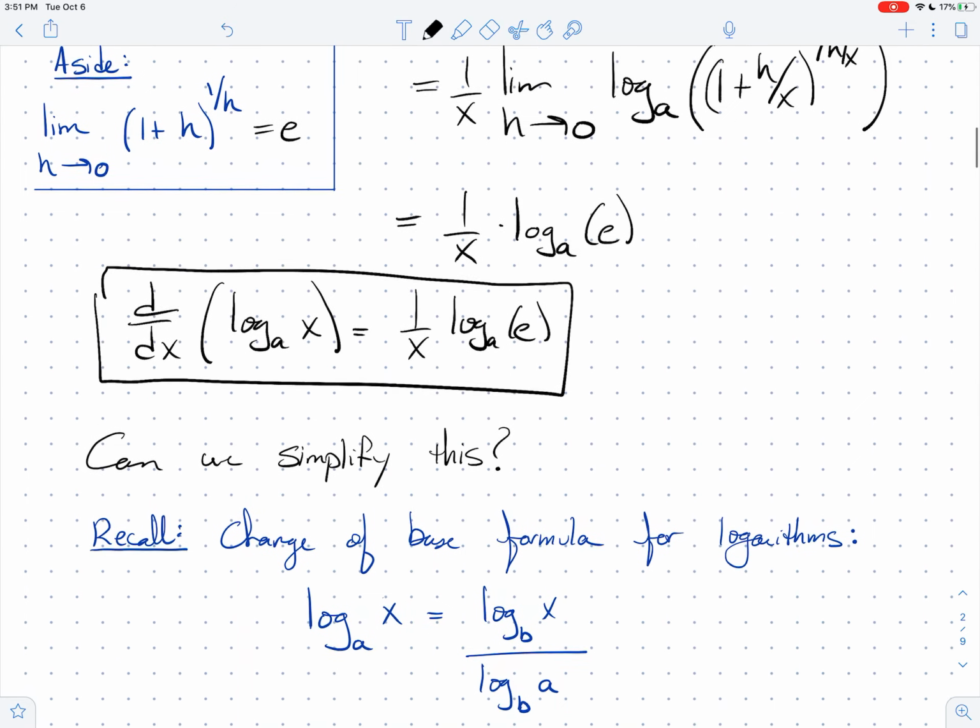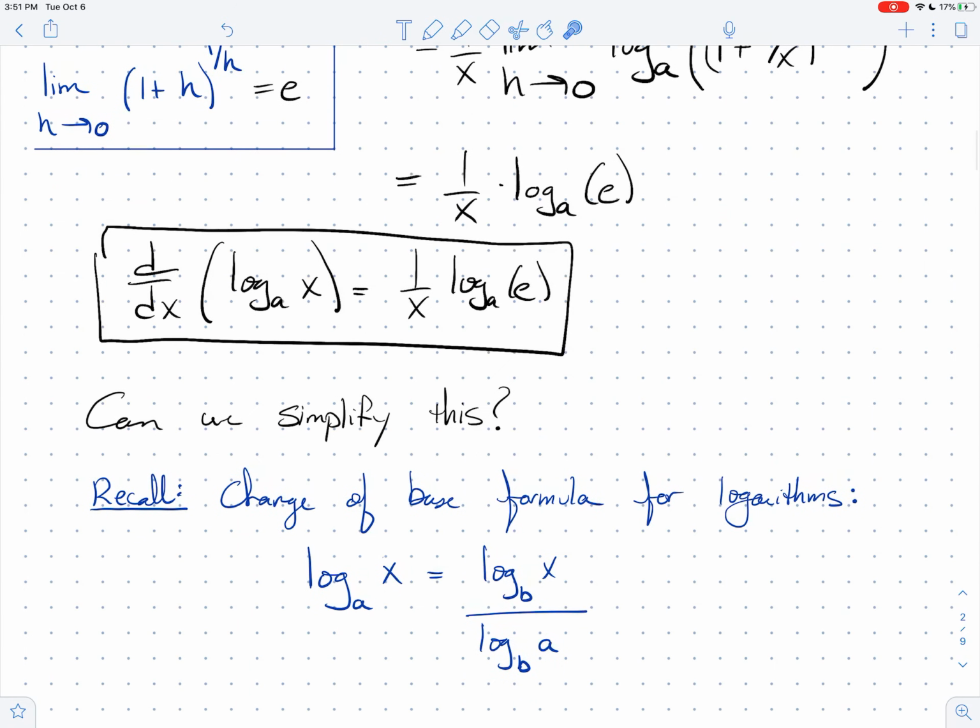And so I want to recall the change of base formula for logarithms. If you have log base a of x and you want to be in a different base, say base b, it's just log base b of x, exactly what you want, but then you divide by log of the new base, so log new base of the old base. So log base a of x, you can switch to log base b of x and then divide by log base b of the old base a. So I'm going to do that.